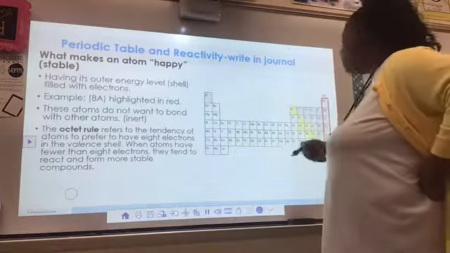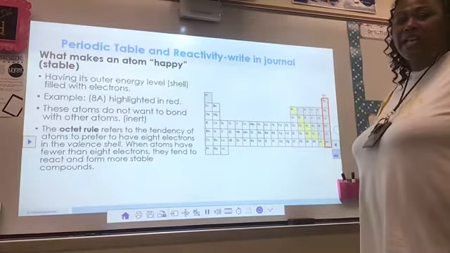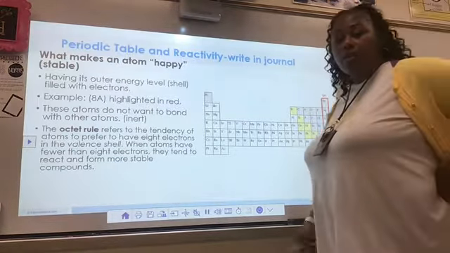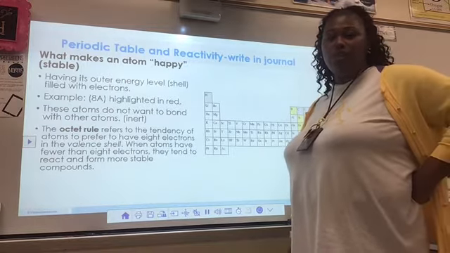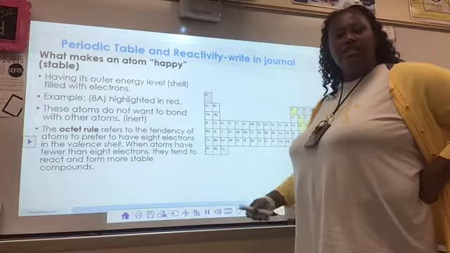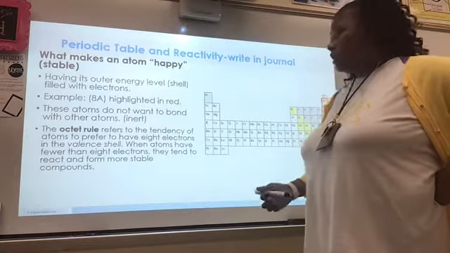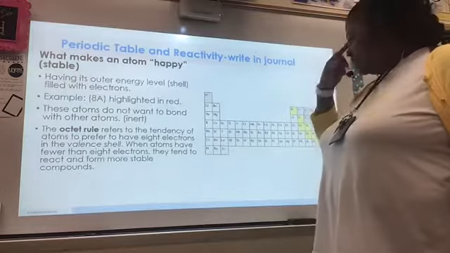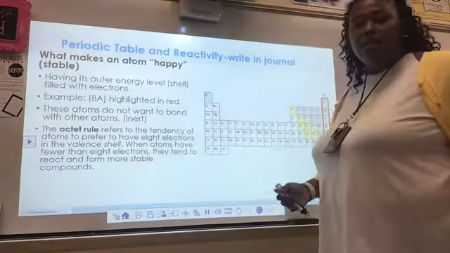So if you look here, this whole group 18 has been highlighted in red to let you know all of those elements are happy. They're stable. They're inert. So when you see the word inert, they're stable. They're happy because they have 8 valence electrons. They're full. All right? The atoms do not want to bond with anything else because they're already full.